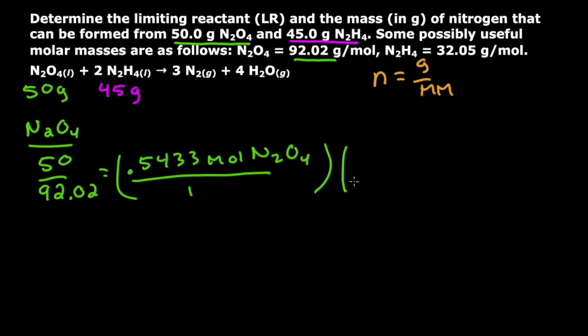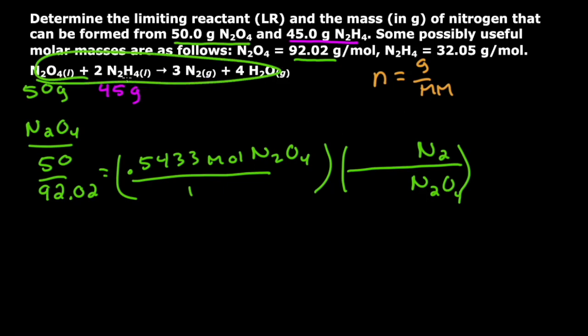And so now I'm going to set up a dimensional analysis where I'm going to put the N2O4 on the bottom, and then I'm going to put the N2 up top like this. And from this balanced chemical reaction right here, it tells me that I have 3 for this nitrogen, so I'm going to put a 3 here. And then for the N2O4, there's a 1 right here, and so I'm going to put a 1 right here.